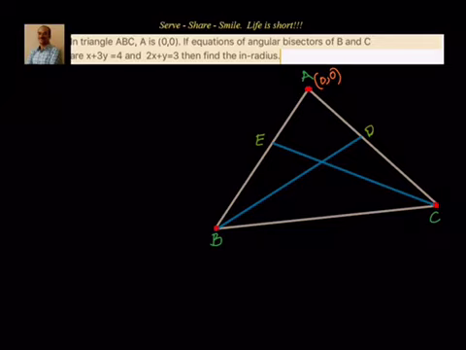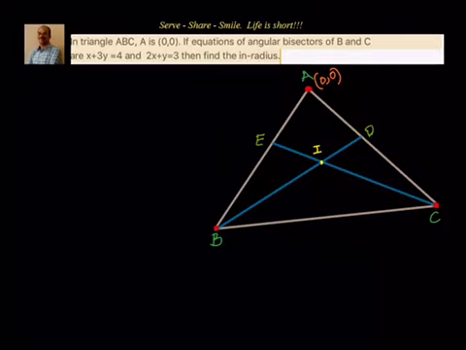We know that inradius is the radius of the circle, and the incenter is actually the point of intersection of angular bisectors. So looking at the diagram, this particular point, which is the point of intersection of angular bisectors BD and CE, is our incenter I.